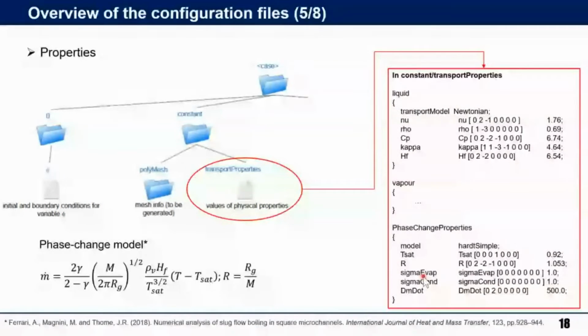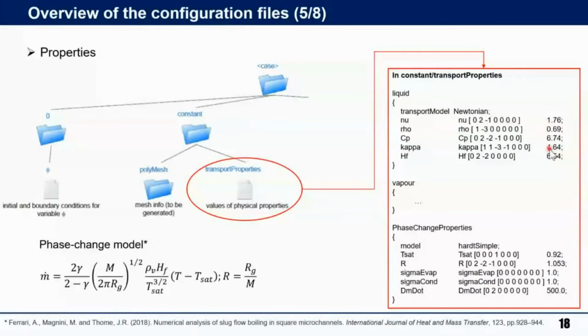Then we need to set up the properties of our two-phase system. So this is specific to this solver. And in transport properties, which is within the constant folder, you need to set the properties of both liquid and vapor, such as kinematic viscosity, density.